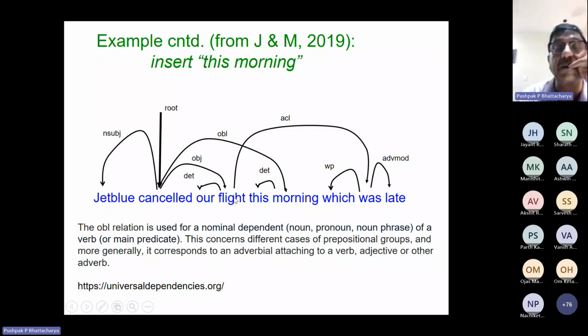What about this? No, there is no path. So we see that projectivity is broken here. It is broken because of what? Because of the arrival of this morning between flight and which was late. So a key principle for maintaining projectivity is to always try to keep the modifier and what it modifies adjacent to each other. This is also good English, or good command of the language. So this sentence is not very good because head and modifier are not adjacent to each other. So I can change the sentence in this way.